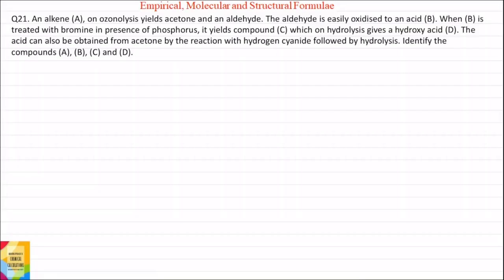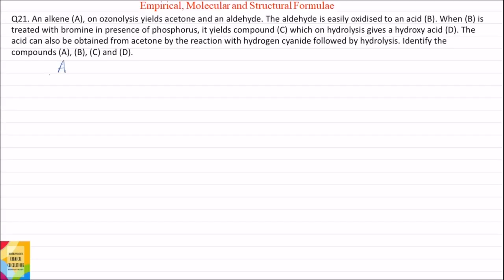Question 21. An alkene A on ozonolysis yields acetone and an aldehyde. The aldehyde is easily oxidized to an acid B. When B is treated with bromine in presence of phosphorus, it yields compound C, which on hydrolysis gives hydroxy acid D. The acid can also be obtained from acetone by the reaction with hydrogen cyanide followed by hydrolysis. Identify the compounds A, B, C and D.